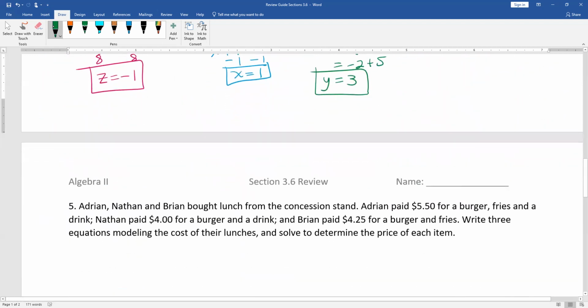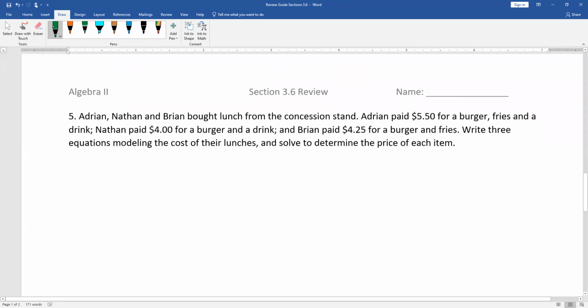Okay, let's move on to the word problems. So this first one is not really a good representation of what you're going to see on your test, but I thought it might be helpful for you to understand the process. Because when you read it, you find that even in your head, maybe with some small subtraction, you can figure out the price of each of these items, the burger, the fries, and the drink.